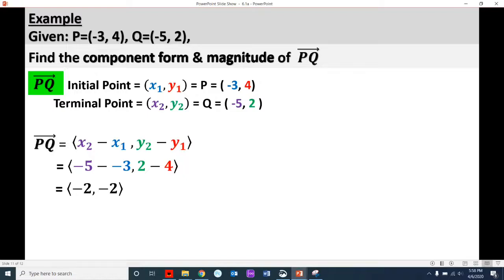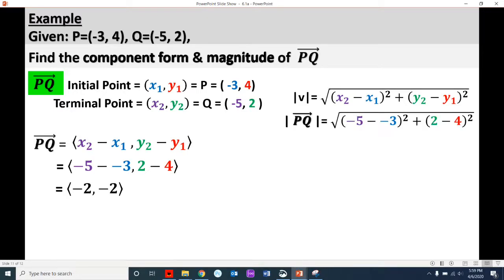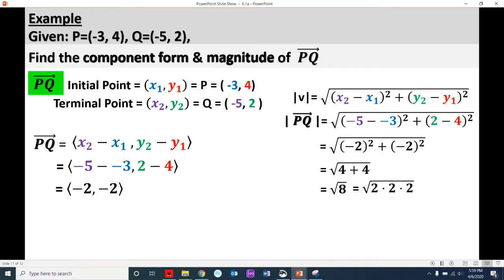If we now want to find magnitude, and we use the coordinates P and Q, then we'll use this formula, substituting the values, and simplifying. The square root of 8 is 2 times 2 times 2. A pair of 2's take a single 2 out, leaving us with a 2 inside. The magnitude of vector PQ is 2 root 2. Magnitude is the length of the vector.